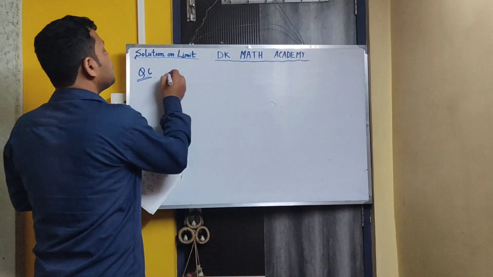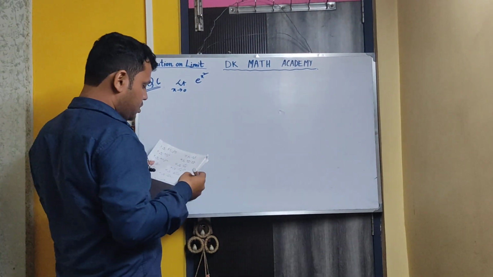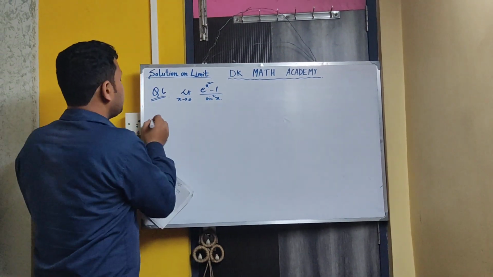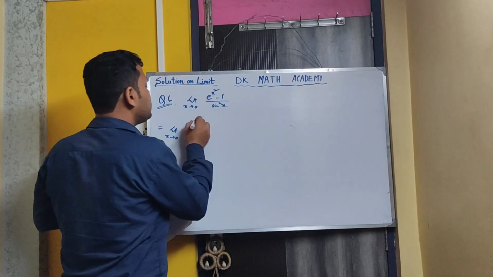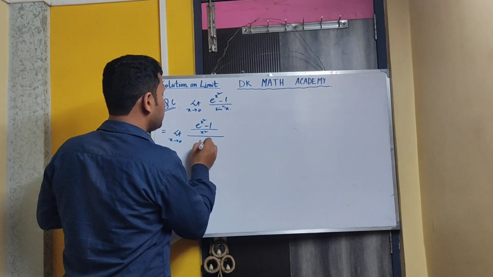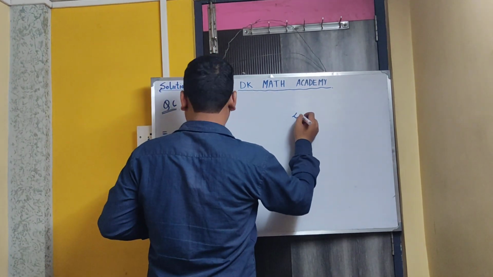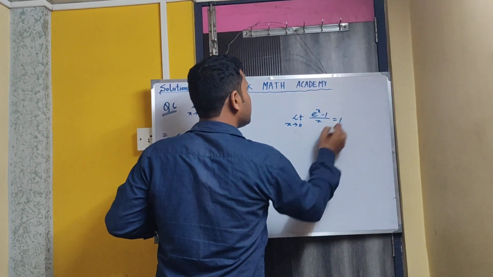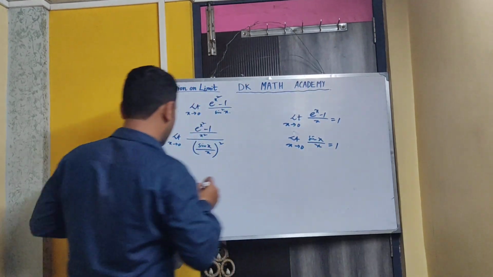Question number 6. Limit of e to the power x square minus 1 by sin square x. This is nothing to solve. Actually, we have to arrange the terms as we want to follow these formulas. This formula, limit x tends to 0, e to the power x minus 1 by x, this is 1. Limit x tends to 0, sin x by x, this is equal to 1.